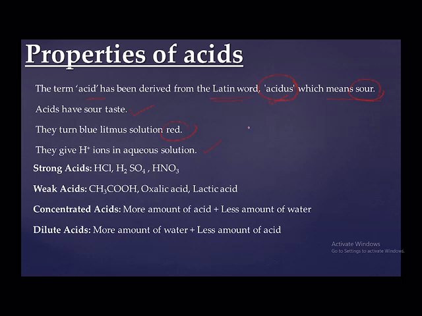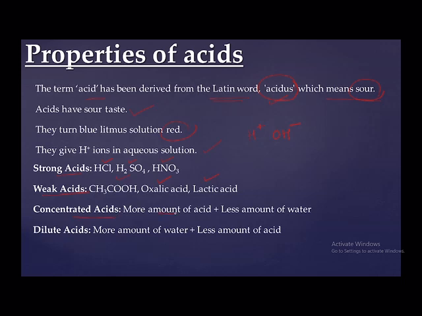Usually acids give H plus ions and bases give out hydroxide ions, that is OH minus ions. Examples of strong acids are hydrochloric acid, sulfuric acid and nitric acid. Examples of weak acids are acetic acid, oxalic acid and lactic acid. There are also concentrated acids. Concentrated acids are highly corrosive, as they can cause a lot of damage to the skin.